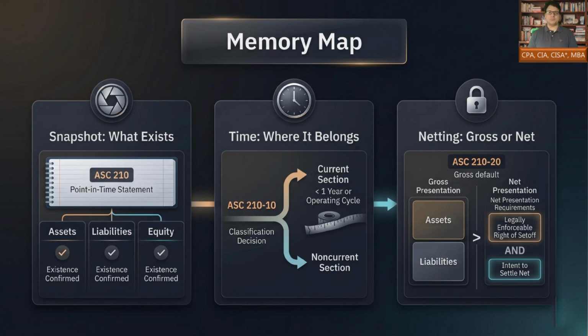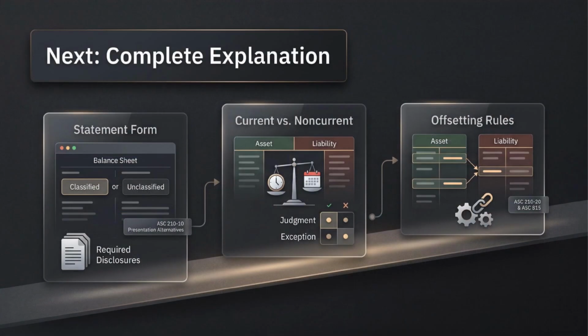These three words are simple, but they are not childish. They are a serious professional memory structure. Use them in exams, use them in revision, and use them whenever a balance sheet presentation question feels messy. So this first video gives us the foundation. We now know that ASC 210 is about financial position, classification, and disciplined presentation. In the next video, we will move into the complete explanation: statement form, current and non-current assets, current and non-current liabilities, presentation choices, and offsetting rules.